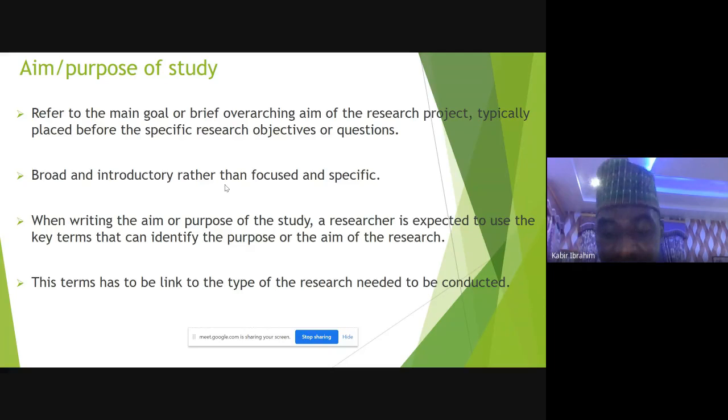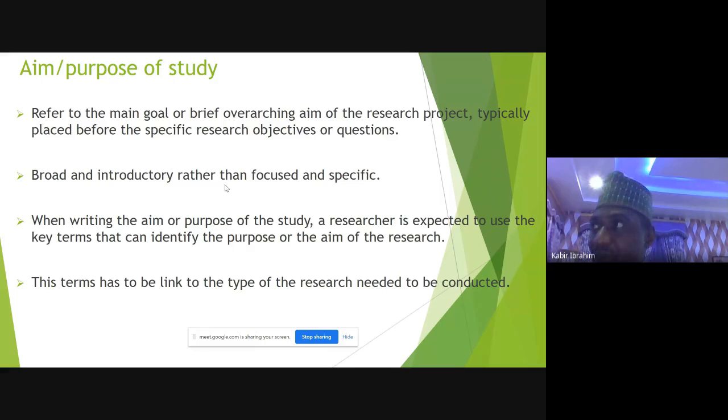Whenever you come for research, you must state your purpose of study. This purpose of study is a brief statement that encompasses a lot of ideas that you want to achieve. Before the objectives or research questions, the aim or purpose of study must be stated, and it should be broad and introductory rather than focused and specific.